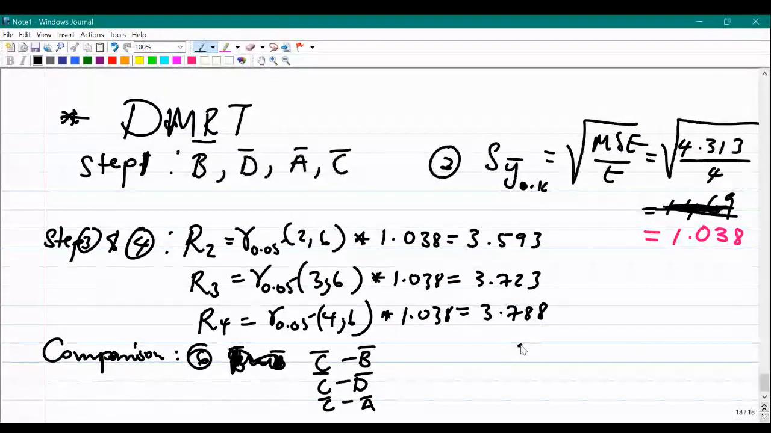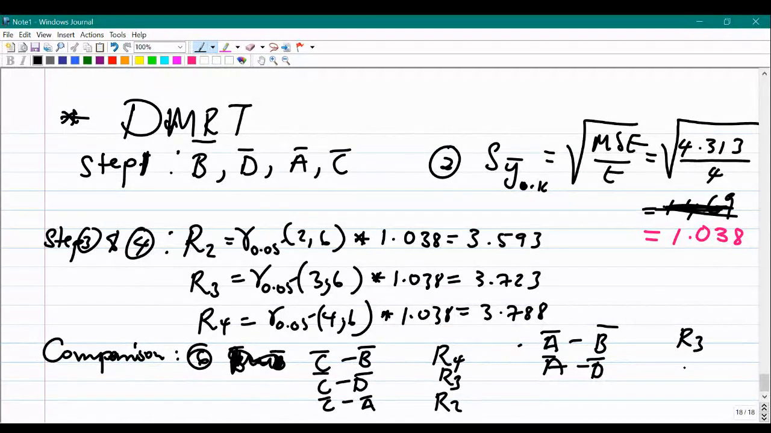And now you do the comparison. Compare this with R4, R3, R2. Compare the first pair there. Now A bar minus B bar. You compare this with R3, R2. The last one is D bar minus, you compare with R2. Give me the signs, guys. C bar minus D bar, is it greater than or less than?